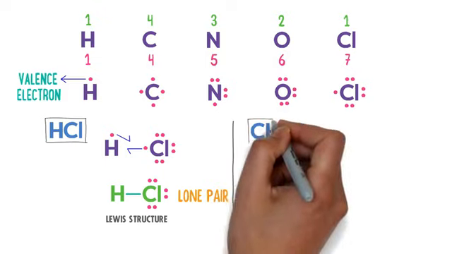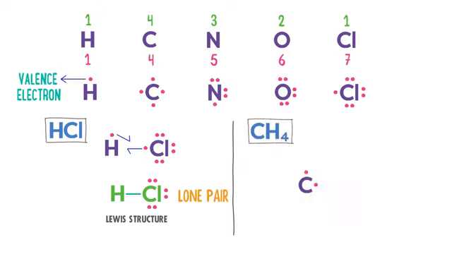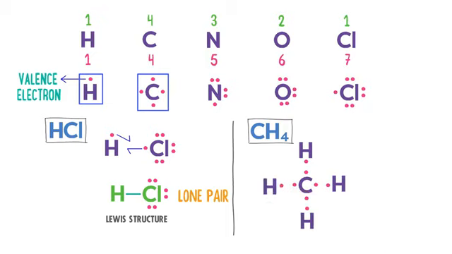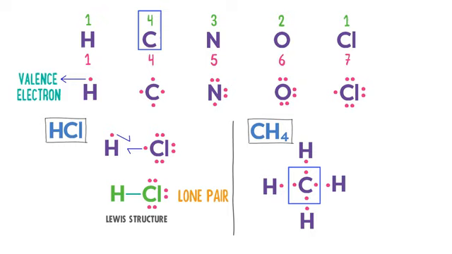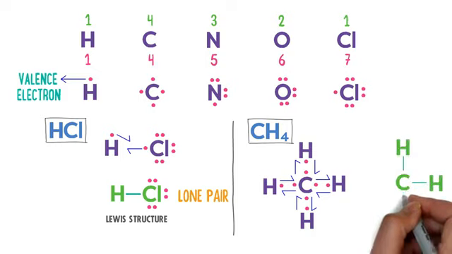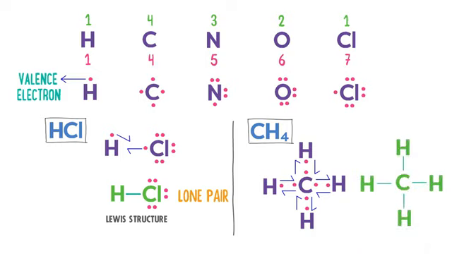Fourthly, consider CH4. I take 1 atom of carbon and 4 atoms of hydrogen. We know that carbon needs 4 more electrons to complete its octet rule, while hydrogen atoms need 1 electron each to complete its duplet rule. So each hydrogen atom shares its 1 electron with carbon, and carbon shares its 4 electrons, one with each hydrogen atom, and we get this structure. Thus this is the Lewis structure of CH4.